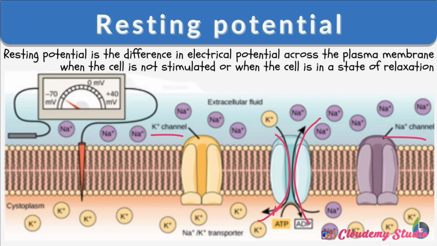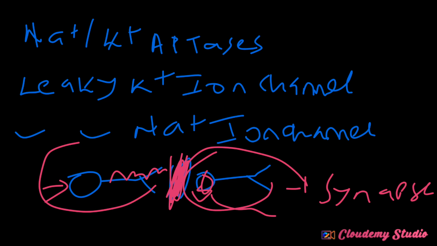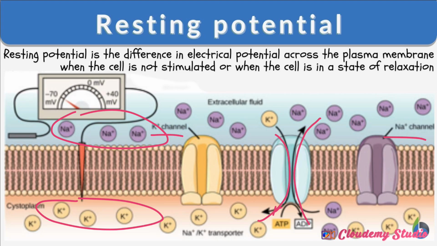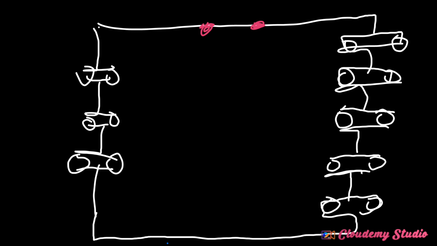I'm going to draw my own instead of this one that looks a little bit complicated. You can see that outside of the cell we have sodium ions, and inside of the cell we have potassium ions. Now let me sketch it out here. We have the sodium potassium ATPase, the sodium ion channel, and the potassium ion channel.